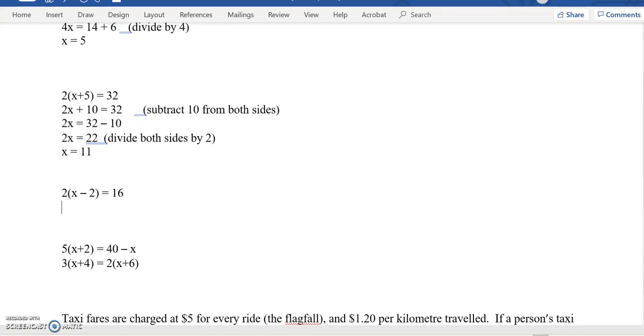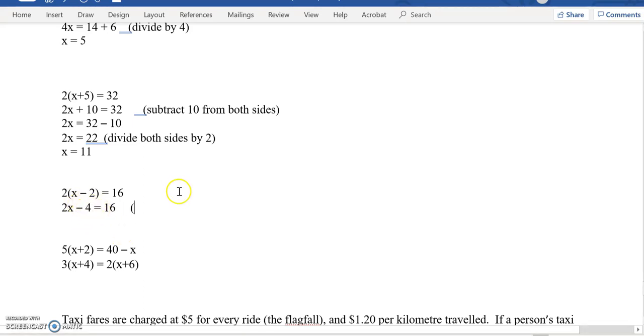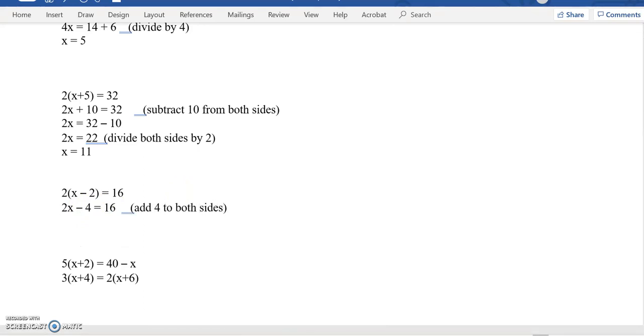Next one is a similar sort of problem. We've got to multiply it again. 2 times x is going to be 2x. A little bit of a trick with a minus sign. 2 times minus 2 is going to be minus 4 equals 16. The opposite of subtracting 4 is going to be to add 4 to both sides. So we've got 2x minus 4 plus 4, that's just going to equal 0, equals 16 plus 4. So 2x is going to equal 20.